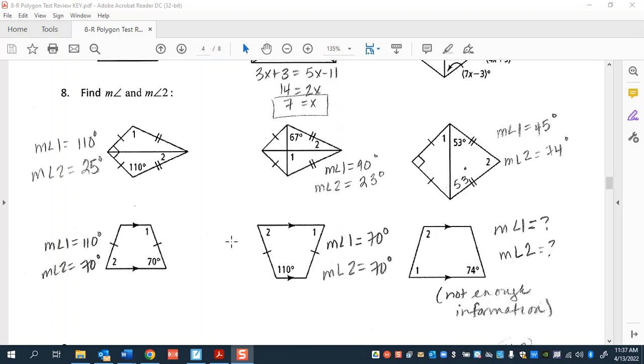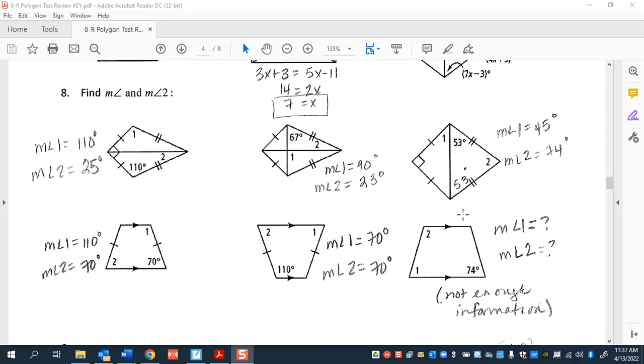Okay? Any questions on the rest of 8? Go ahead. For the kite all the way on the right, how did you get a 45 for angle 1? Okay. What I did was, oh, I know. That's a right angle. That's isosceles 45, 45. Oh, okay. And this is isosceles 53, 53. Yeah.